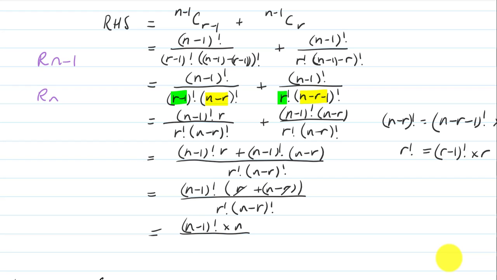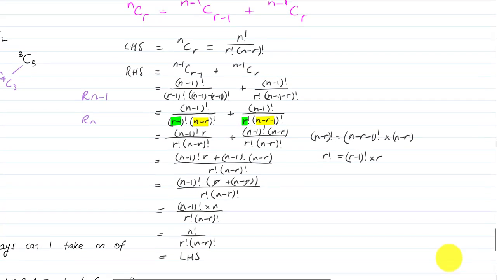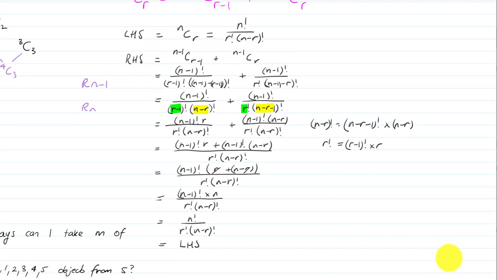So that's good news. And I've got (n-1)! times n, and then r! times (n-r)!. But (n-1)! times n, well, this is the same principle as we've used earlier. That just becomes n! over r!(n-r)!. And of course, this is good now because it's equal to the left-hand side, exactly as we'd hoped.